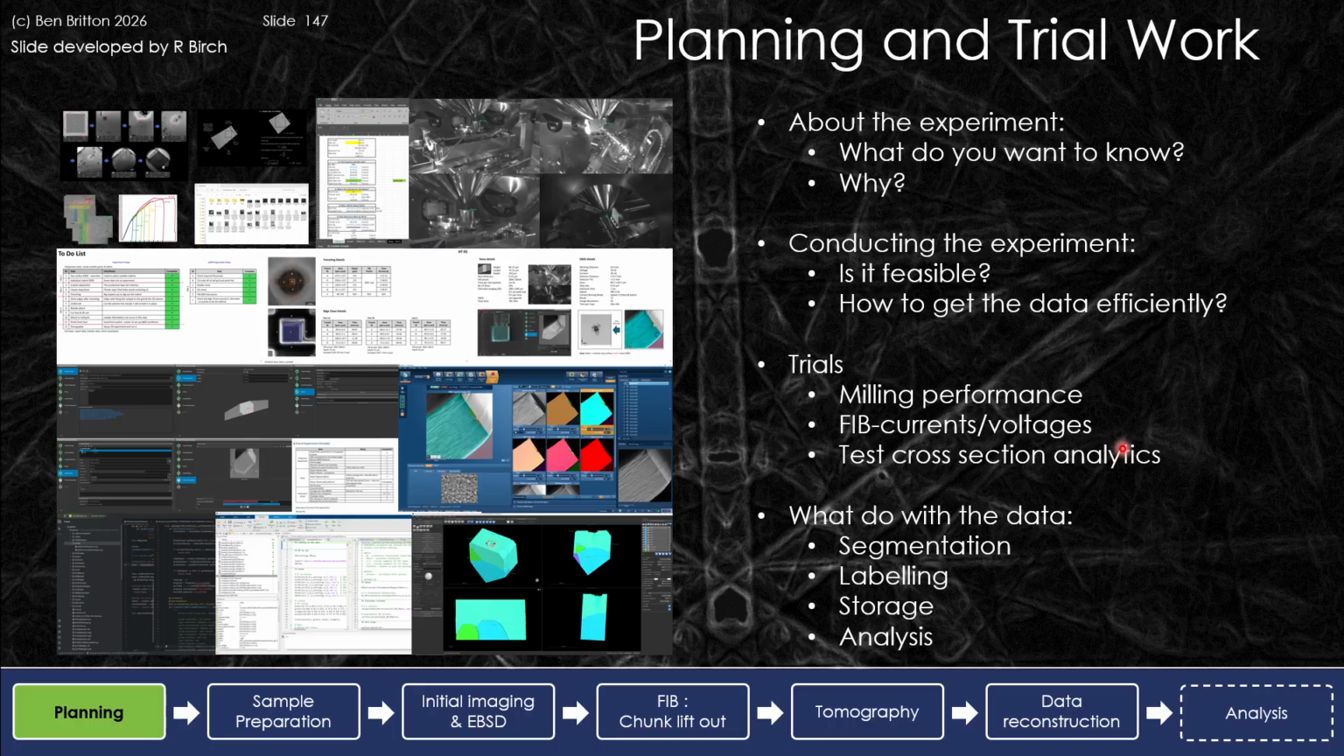And once we've finished the collection of the data, the next question is how do you make it relatively easy for you to understand? And so that's, can you collect the data that is segmentable, labelable, and can you store and analyze it relatively quickly? We're not going to spend too much time on that bit of the problem. It's a huge story in and of itself, but this is just giving you an idea of how the sample prep and tomography is going to be done in this experiment set.